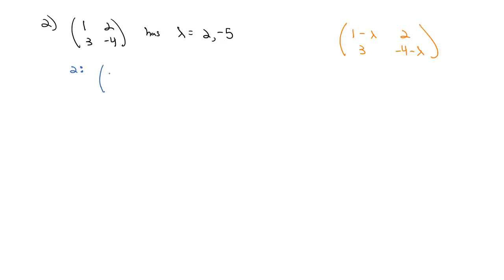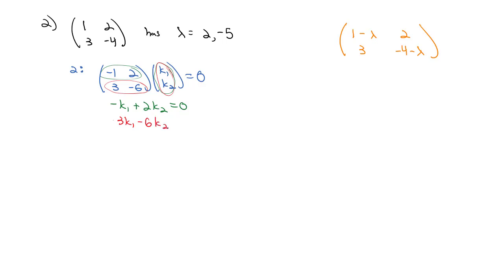Well, 1 minus 2 is negative 1. Keep the 2, keep the 3. Negative 4 minus 2 is negative 6. Times k1, k2 is going to equal the 0 vector. Multiplying, we get negative k1 plus 2k2 equals 0. In the second row, 3k1 minus 6k2 equals 0.